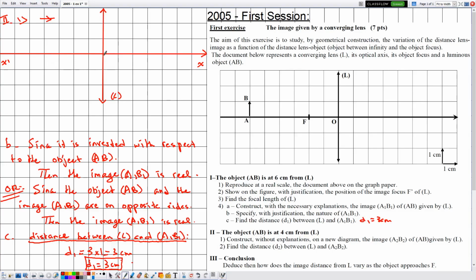And the intersection between the optical axis and the lens L is the optical center O. Because we didn't change the lens, the position of the object focus and the image focus will not change. So F is located 2 divisions away from L in front of the lens, and F prime is the symmetric of F with respect to O. Now, however, the object AB is at 4 centimeters from L, so the position of the object has been changed.